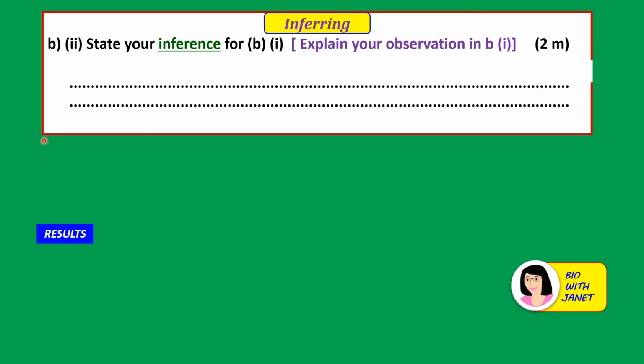Right, second question, B2. State your inference for B1 or explain your observation in B1. So this question tests the skill of inferring. Now, what is an inference? An inference is an explanation or initial explanation or reason for an observation. So you can use the word because. Why is this observation like that? Because then you have to explain using your biological knowledge or concepts.